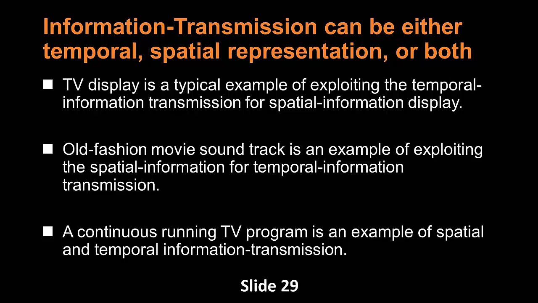Information transmission can be either temporal, spatial representation, or both. TV display is a typical example of exploiting the temporal information transmission for spatial information display. Old-fashioned movie soundtrack is an example of exploiting the spatial information for temporal information transmission. A continuous running TV program is an example of spatial and temporal information transmission.